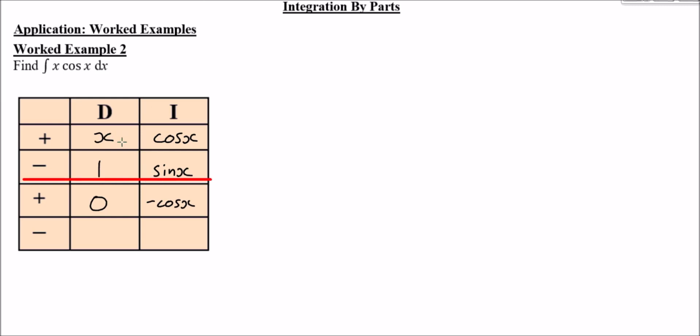So we're going to do the product of x multiplied by sine x. That's the only diagonal product we're going to take because sine x is an entry in the final row. So therefore, the integral of x cosine x dx becomes x multiplied by sine x, and then the integral of minus 1 multiplied by sine x, that's going to be minus simply the integral of sine x dx.